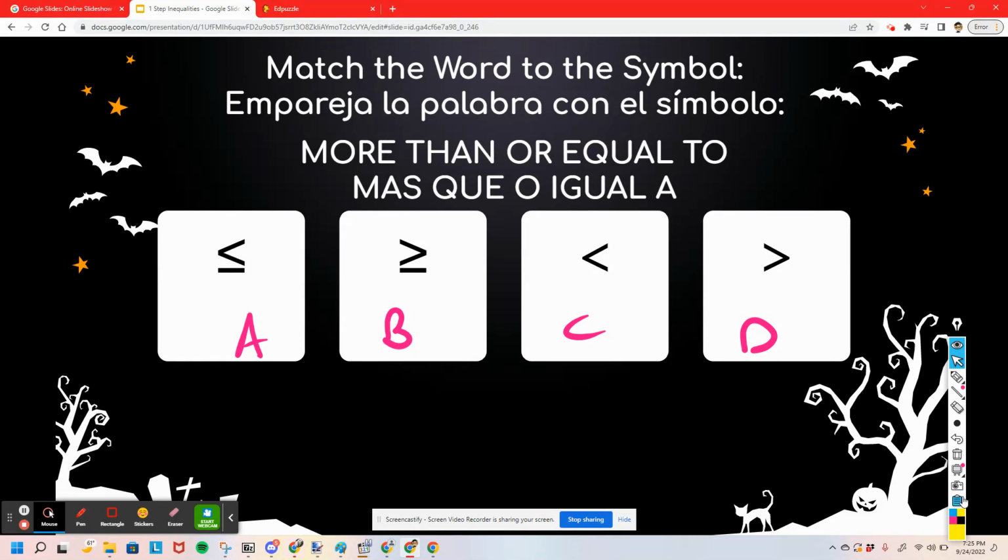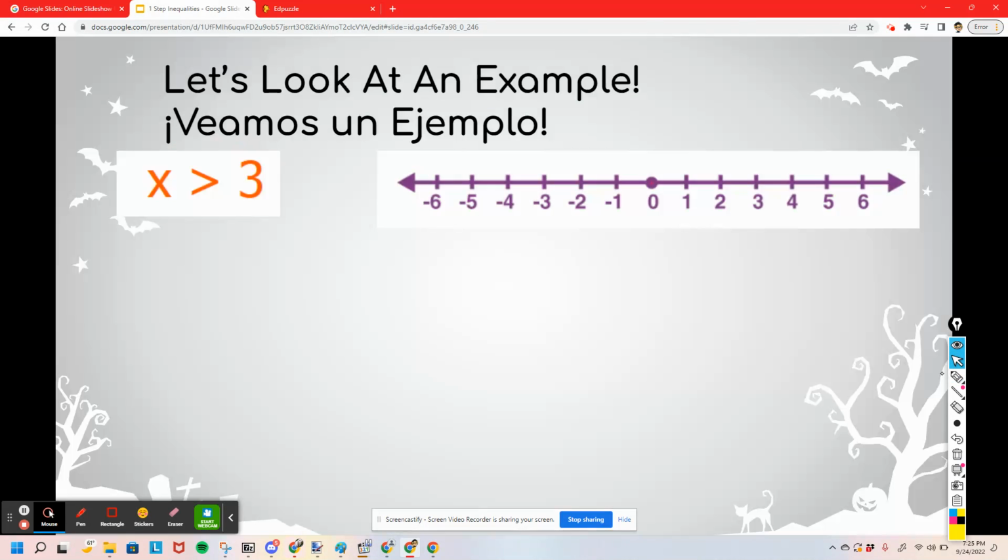How about more than or equal to? More than or equal to is B. The crocodile is faced away. The crocodile is faced towards it. So it's saying that over here is more than over here, but it could be equal to. When you think about the equal to part, if it has that underline, think of it as like including the equal to. All right. Let's look at an example of how to graph.